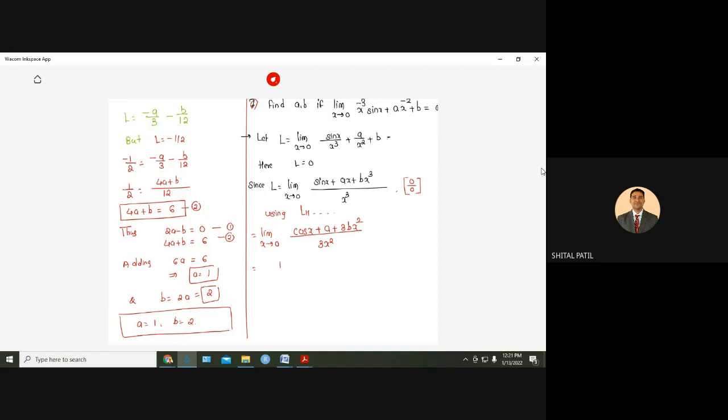So cos of 0 is 1. Now write in short. One plus a equal to 0. Absolutely. So a is known. We can substitute the value of a. If a particular value is known, we'll substitute it.